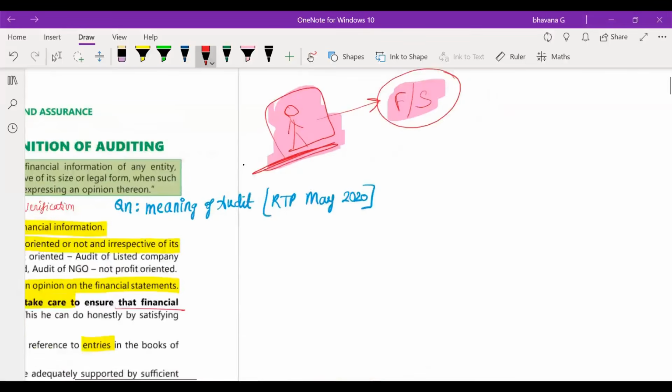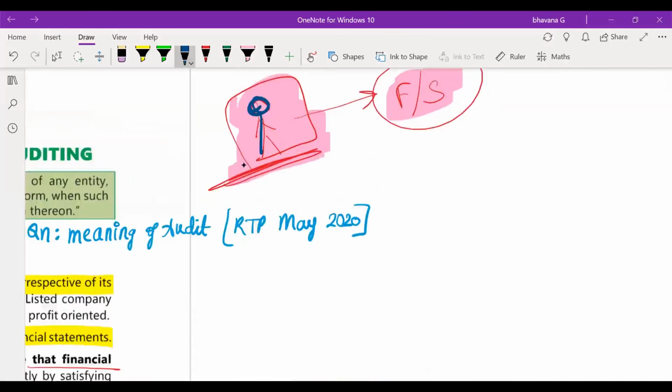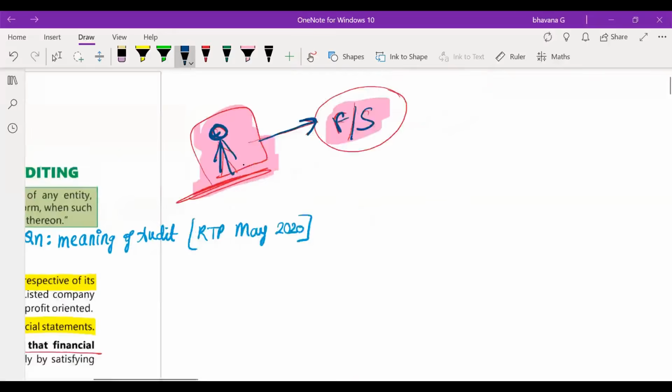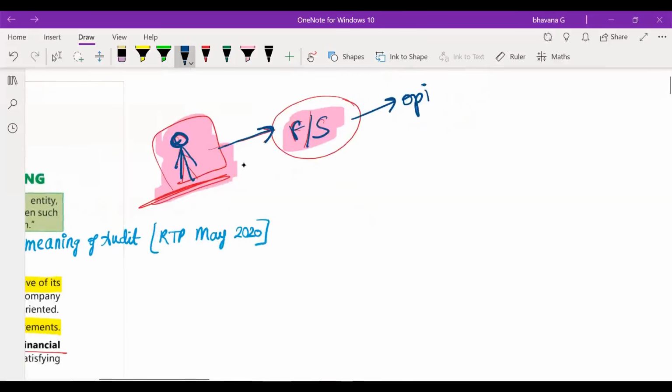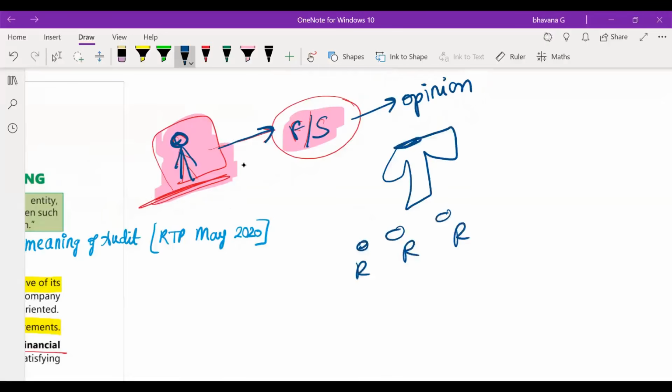So the auditor goes and verifies the financial statements and he tells us his opinion. Now if you go to Reliance Trends and see a shirt, suppose there are three people, Raju, Ramu and Rekha. I go and ask them, how is this shirt? They will tell their opinion, right? One person may say this shirt is good. One may say that this is very old fashioned. Another may say, I don't have any opinion or I don't want to give any opinion. So there may be different kinds of opinions.